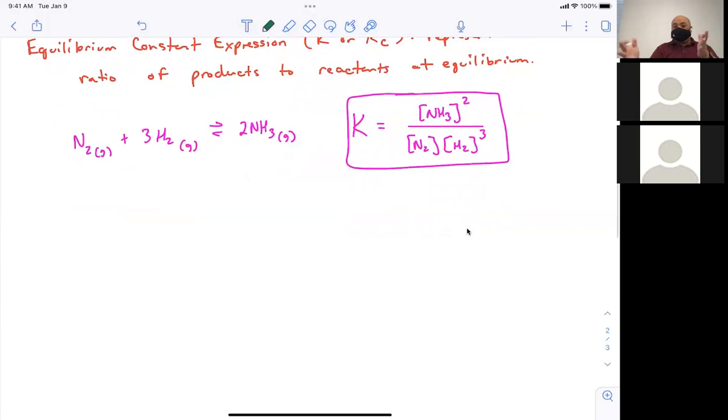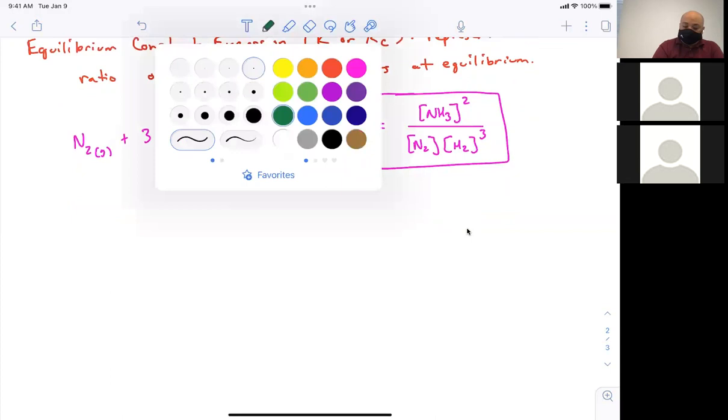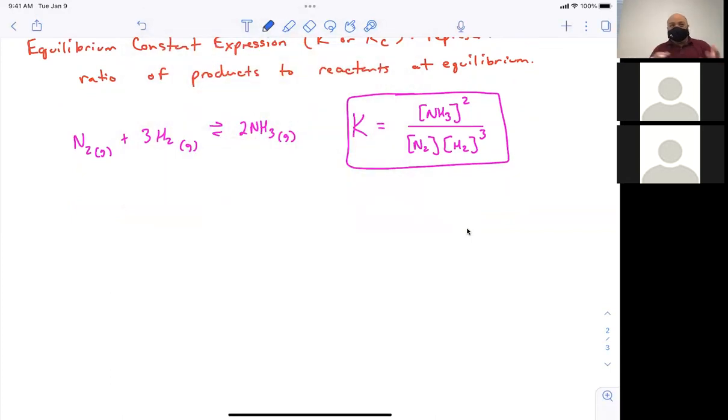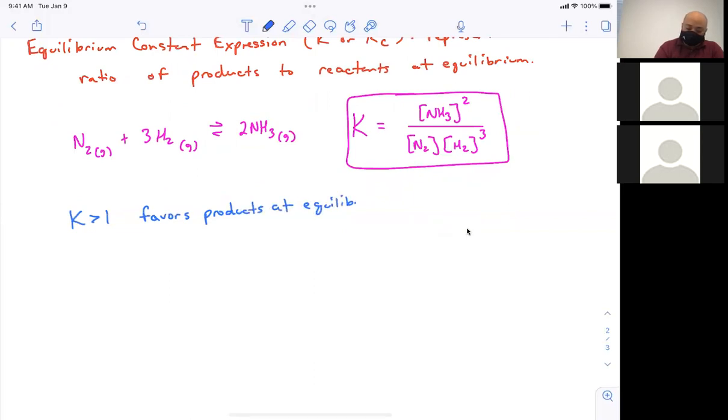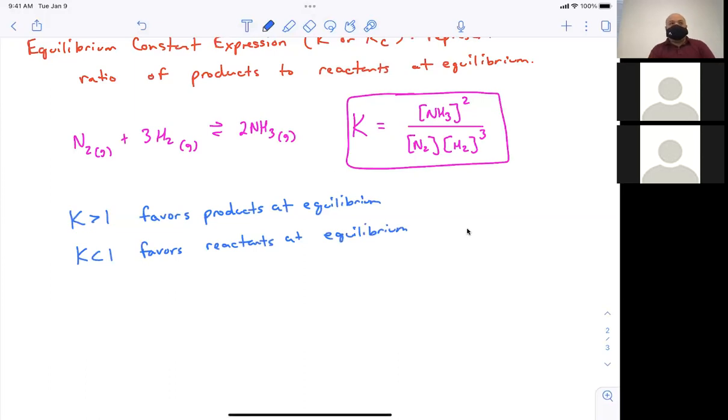Now, that K value, like we said, is a ratio of products to reactants. What that means is your K value has two major possibilities. It can be greater than 1, where it favors products at equilibrium, or less than 1, where it favors reactants at equilibrium. And what I mean by that is the concentrations of those species at equilibrium.